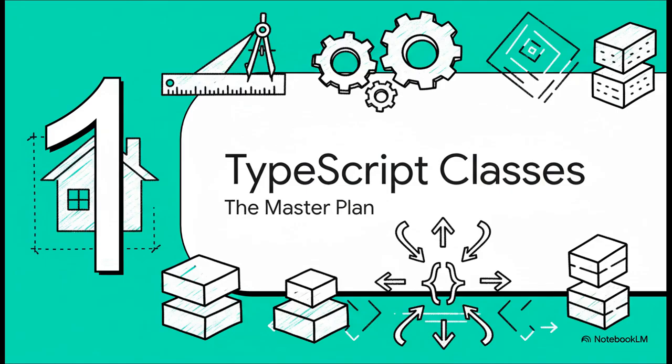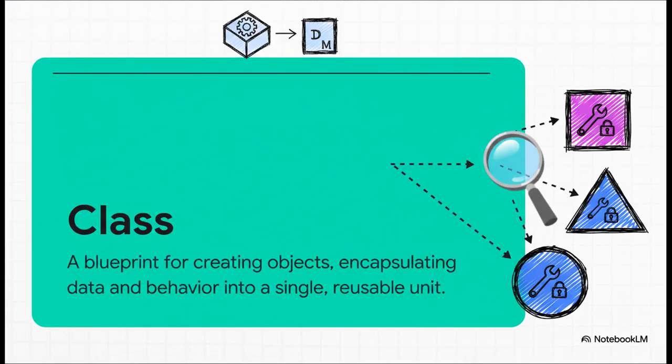In TypeScript, a class is pretty much the master plan we use to structure our code, especially when we're working with objects. So what is a class really? At its core, it's a blueprint for creating objects. It bundles together two key things: the data an object will hold, we call these its properties, and the actions it can perform, which we call its methods. The whole point is to package all of that up into a single, neat, and totally reusable unit.